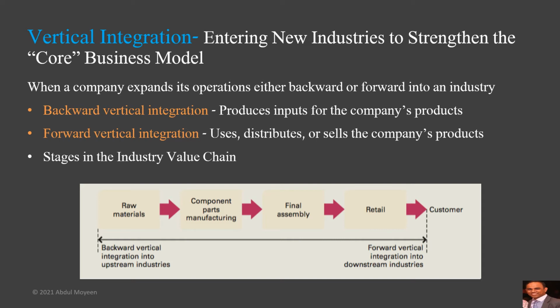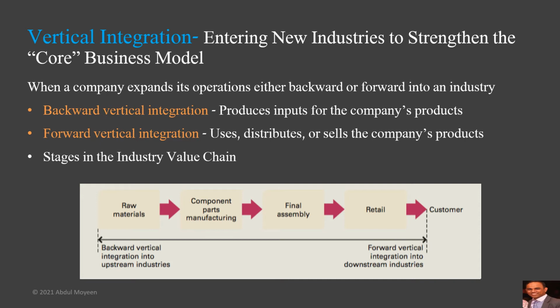And there are four main stages in a typical raw material to consumer value added chain, starting with raw materials, component parts, manufacturing, final assembly and retail. For a company based in this assembly stage, backward integration involves moving into component parts manufacturing and raw materials production, and forward integration involves movement into distribution and sales. That means it could be the retail sales.